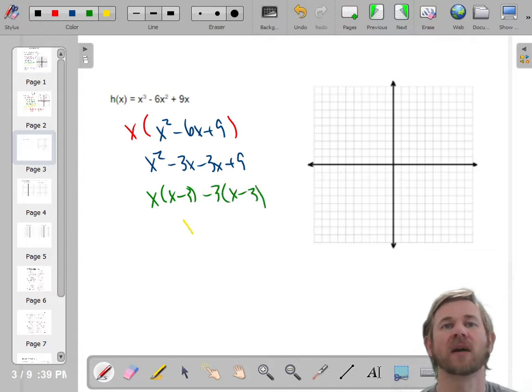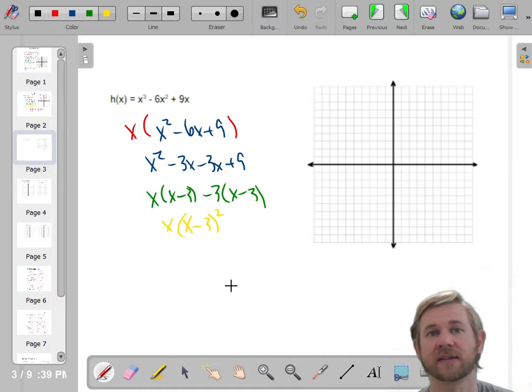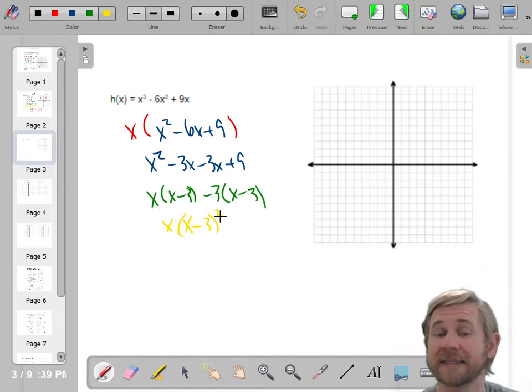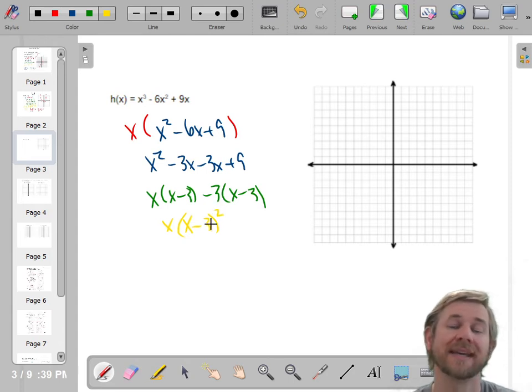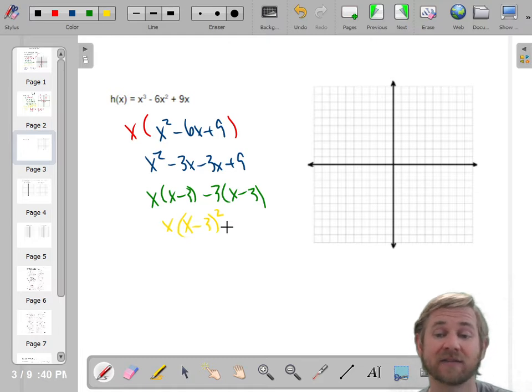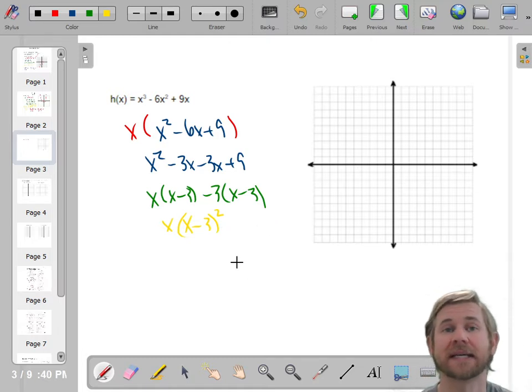Oh, it's a perfect square. X minus 3, which I'm going to write x minus 3 squared times x. Now it's really important that you realize that x minus 3 times x minus 3 is a quantity squared because that's going to affect the multiplicity and that's going to affect the way it behaves on the x-axis.